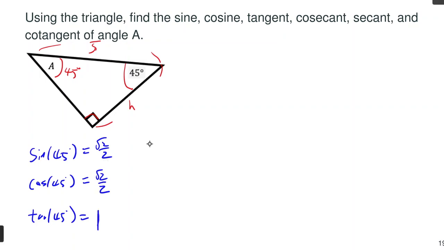So then when we find cosecant of 45 degree, it's reciprocal of this. So it'll be 2 over square root 2. We can rationalize by multiplying by square root 2 over square root 2, which is 2 square root 2 over 2, which just simplifies to square root 2. So cosecant 45 is square root 2.